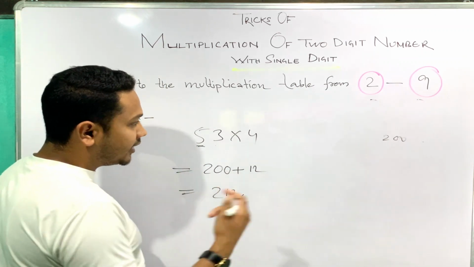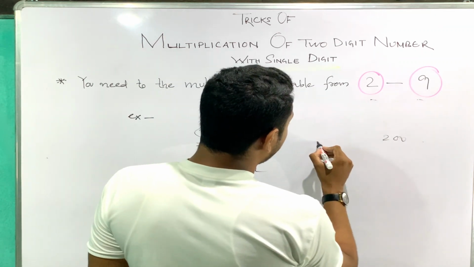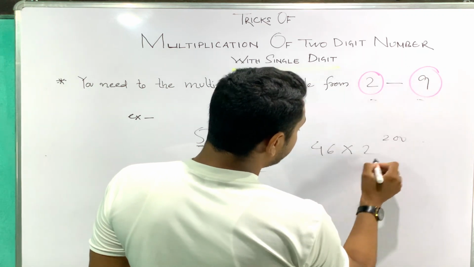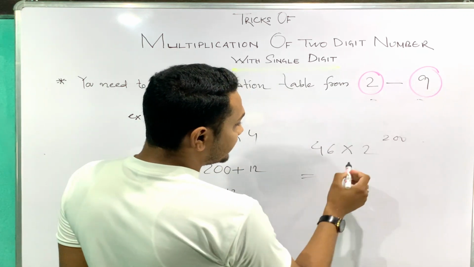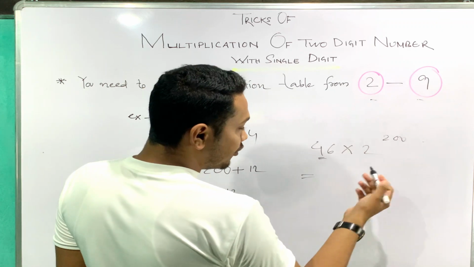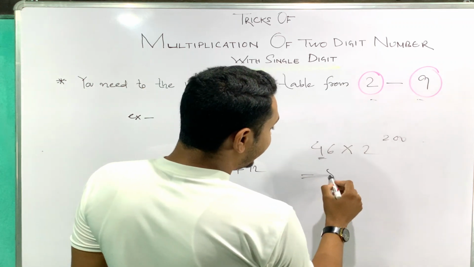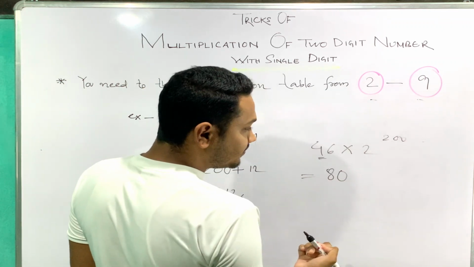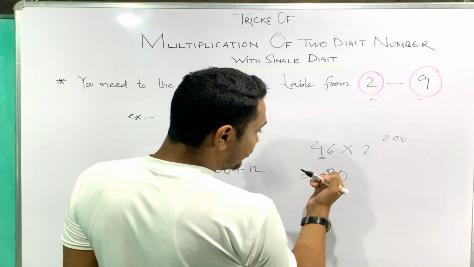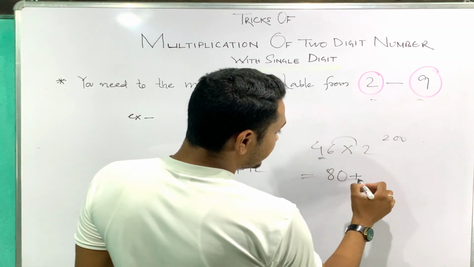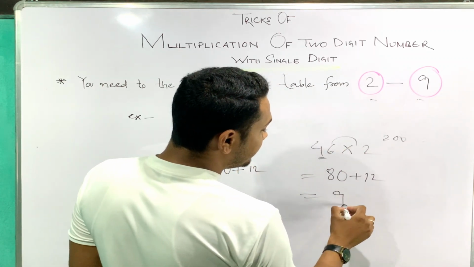See, if I take more examples like 46 into 2, see how I will get the answer here. The place value of 4 is 40 over here, so 4 twos are 8, and I will add here one more 0. Why? Because the place value here is 10. Next 6 twos are 12, so 80 plus 12 is how much, 92.